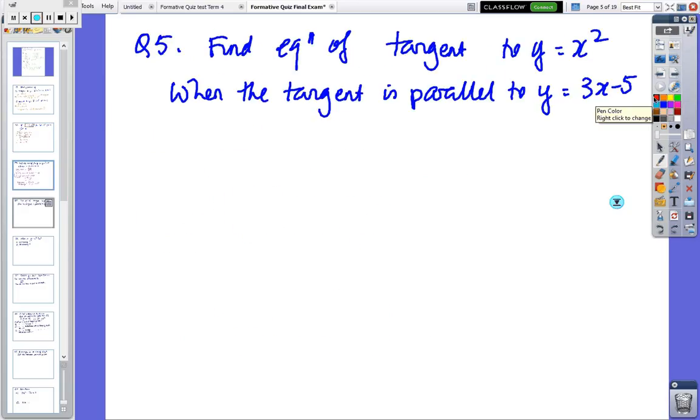Okay, find the equation of the tangent. Okay, so we're going to find the gradient of the tangent, and when it's parallel to y equals 3x minus 5.